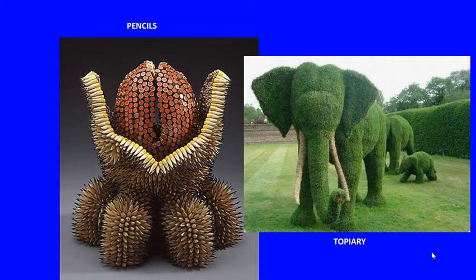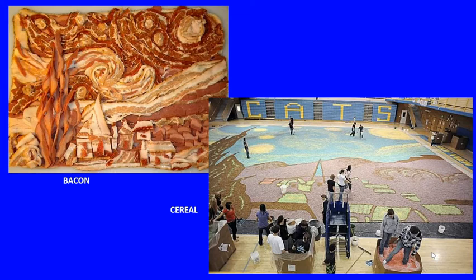And these are topiaries. A topiary is a bush that's carved into the shape of an animal or something. Oh, I found this one. Somebody recreated, not Silent Night, but, oh my gosh, I'm having a brain fart. Starry Night with bacon. And then here is a high school gym where they created Starry Night with cereal.